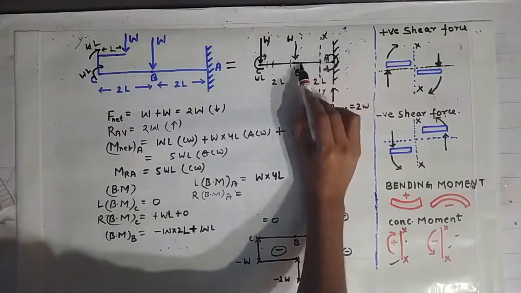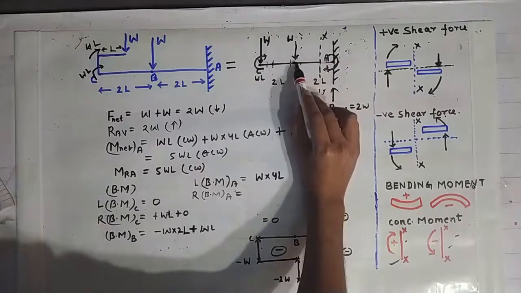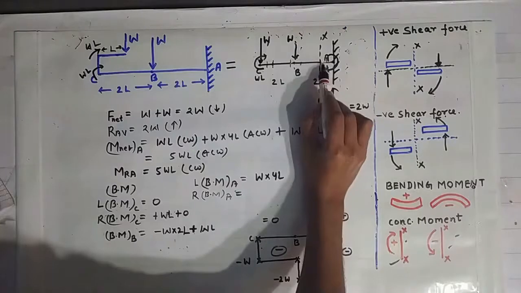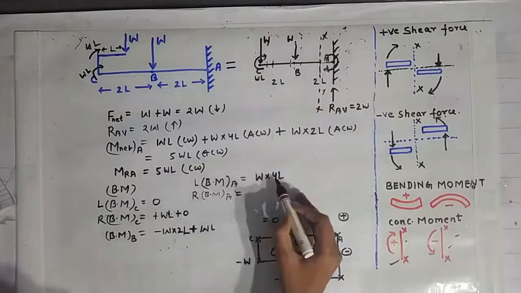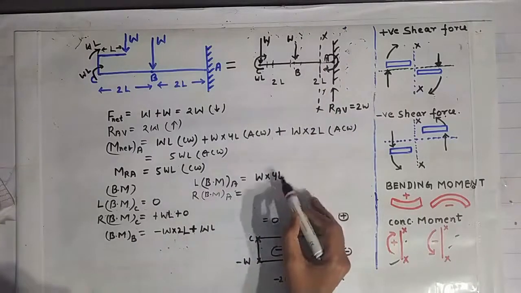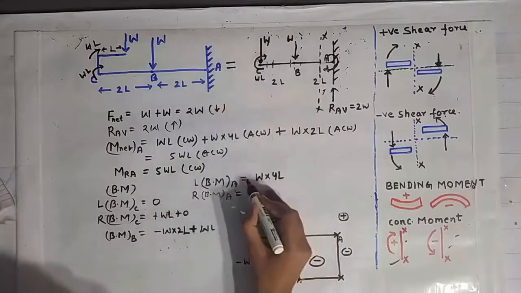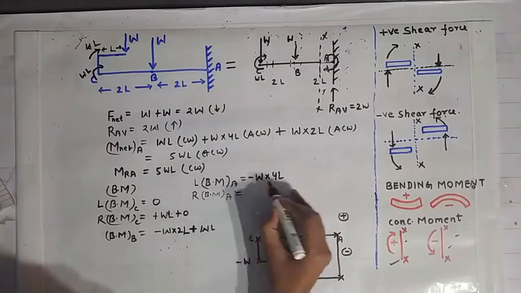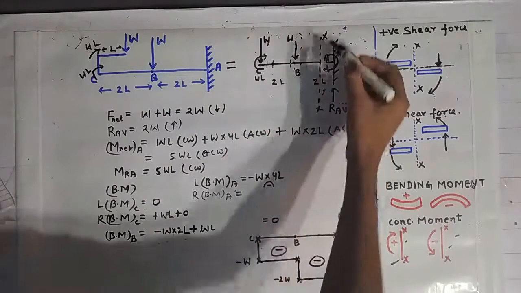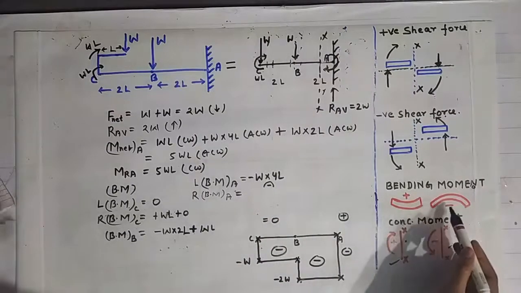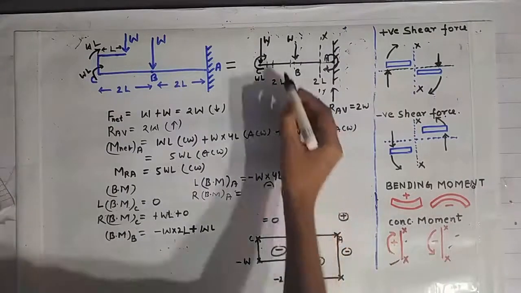So this distance between this point B and this section XX is almost 2L. That's why I am writing 2L plus 2L is equal to 4L into this load W, and it will create a hogging bending moment about this section XX, and hogging is treated as negative. Now look at this load W.